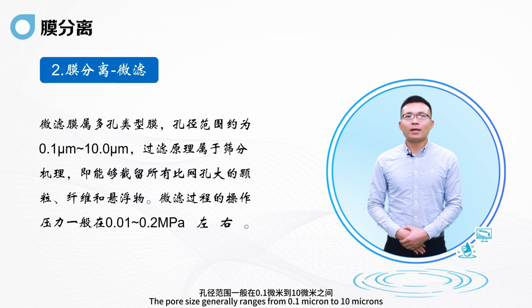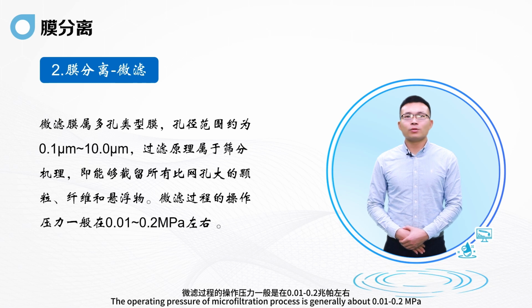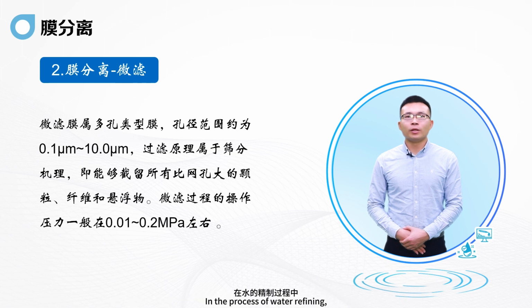The pore size generally ranges from 0.1 micron to 10 microns. The filtration principle belongs to the screening mechanism. That is to say, it can intercept all particles, fibers and suspended solids larger than the mesh. The operating pressure of the microfiltration process is generally about 0.01 to 0.2 megapascals. In the process of water purification, microfiltration technology can remove bacteria and solid impurities.